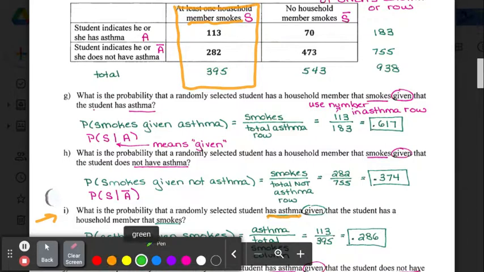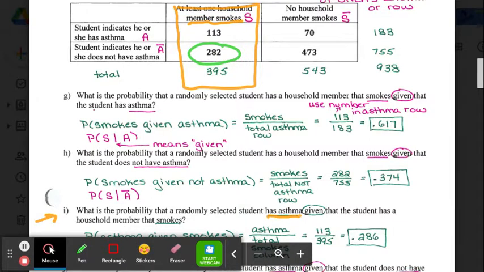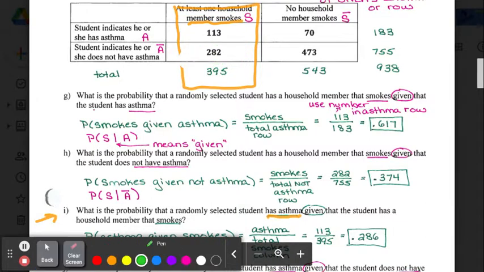So we've got 282. Wait a second. Oh, wrong one. Not that one. Student indicates he or she has asthma is this one. 113 divided by 395. And that's what I put here.